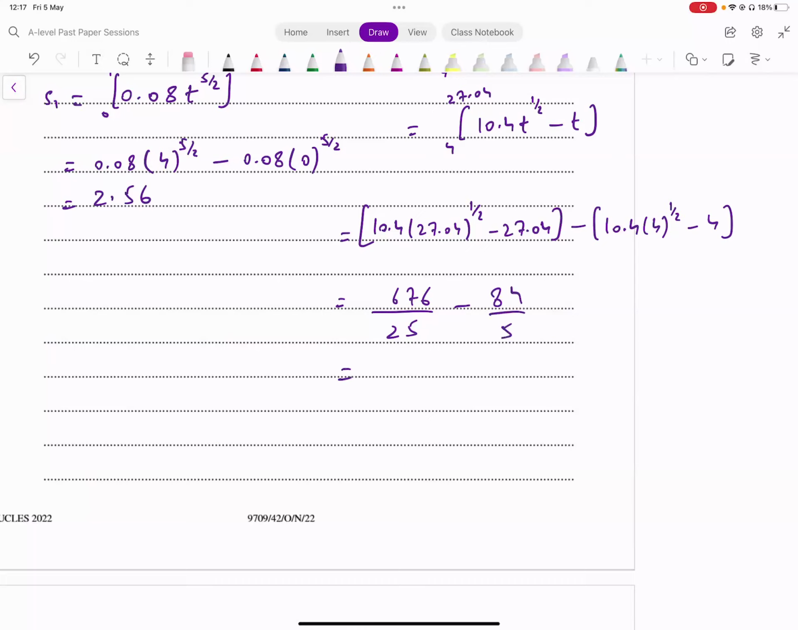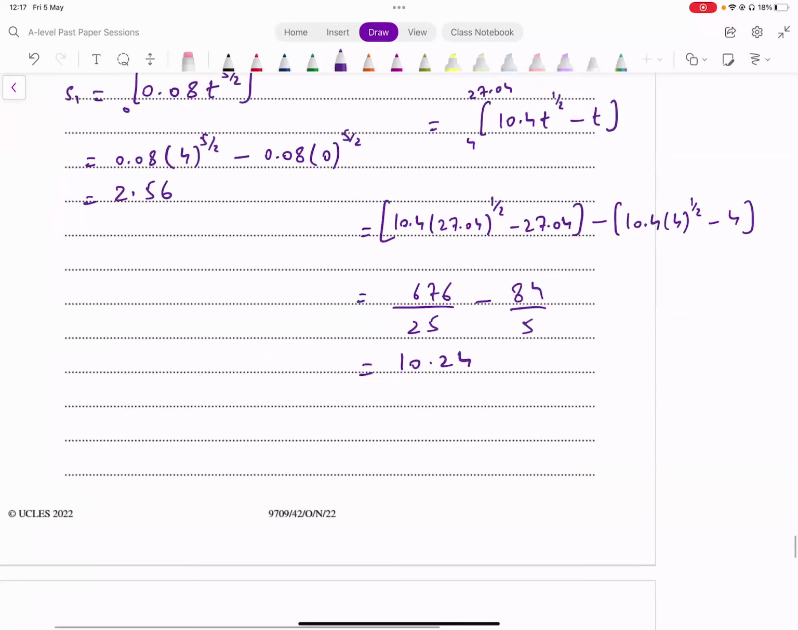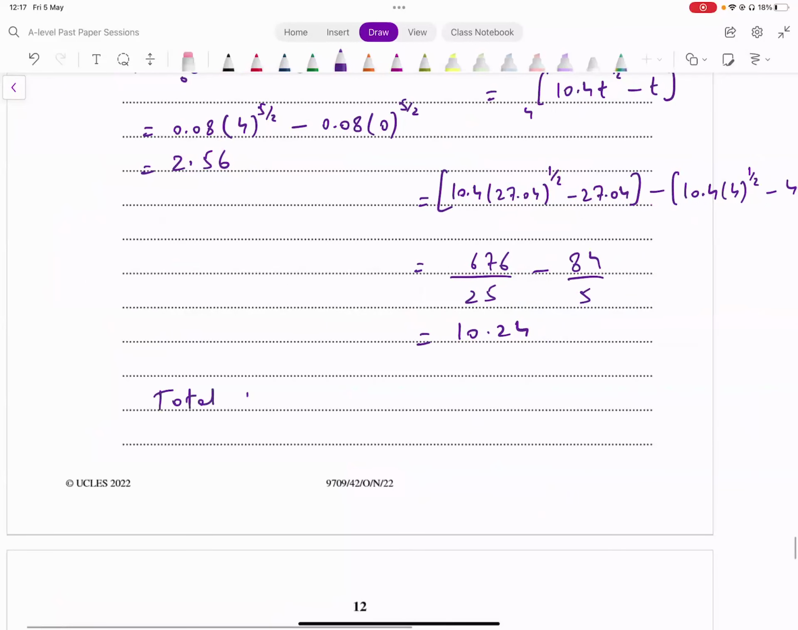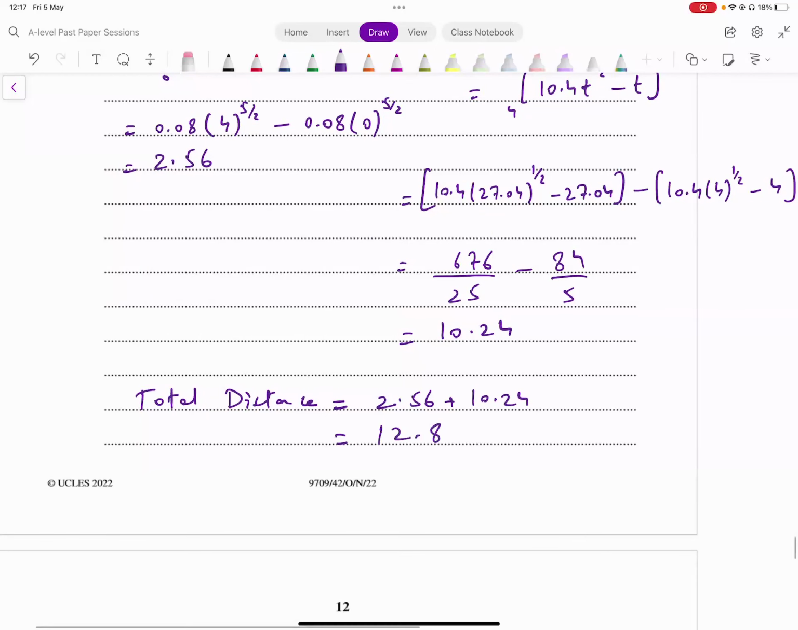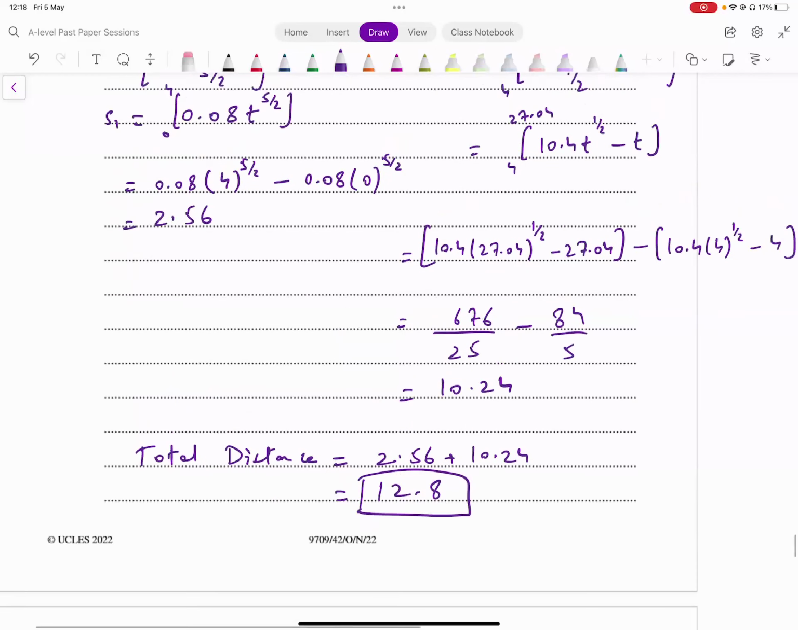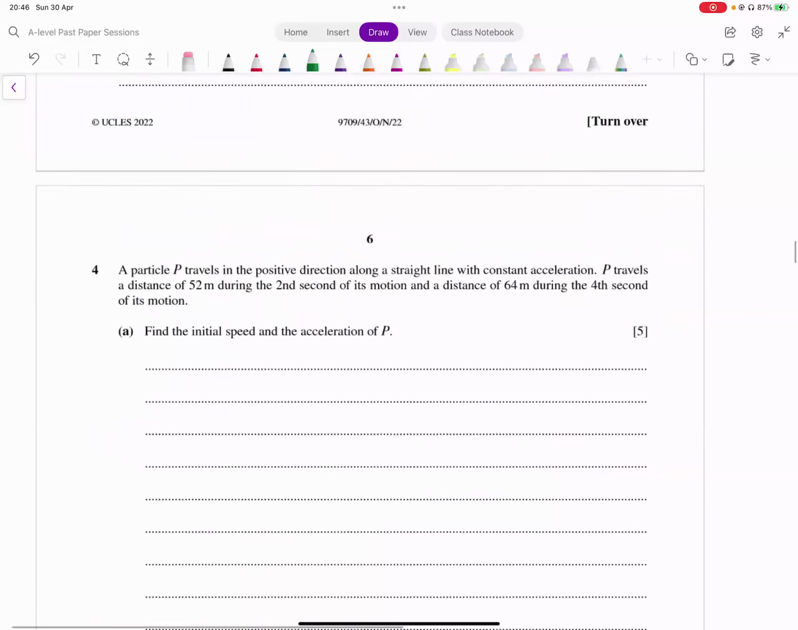Okay, let's see what this gives us now. 676 divided by 25 minus 84 divided by 5, and that's going to be 10.24. You have total distance निकाल लें, दोनों को add कर लें, and that's going to give you the result. 2.56 plus 10.24. दोनों को add कर लें, तो आपके पास क्या आ जाता है, 12.8, and that's your final answer here. This is the total distance that we were looking for. That's the final result.